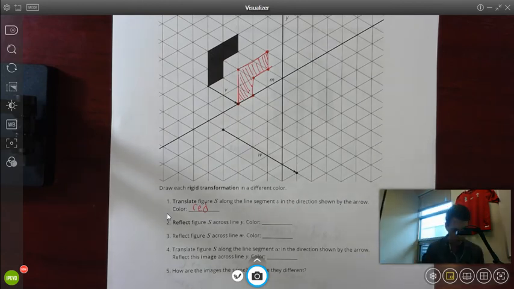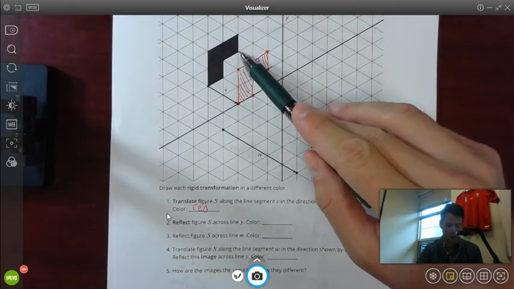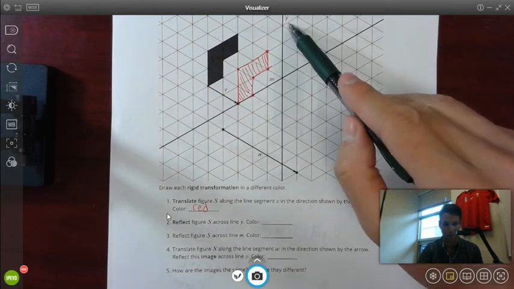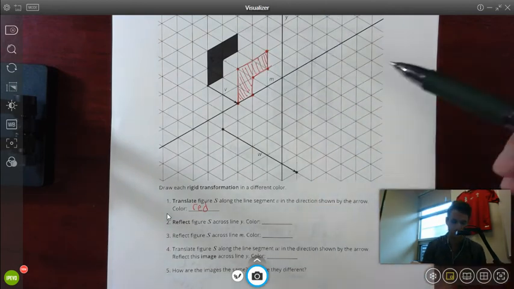So now we are reflecting figure S across line Y. So when we are reflecting, we want to keep the figure the same size and then be able to move it across and reflect a mirror image on the other side of line Y. You can see line Y up here down the middle. And then we want to keep it the same distance away from Y.